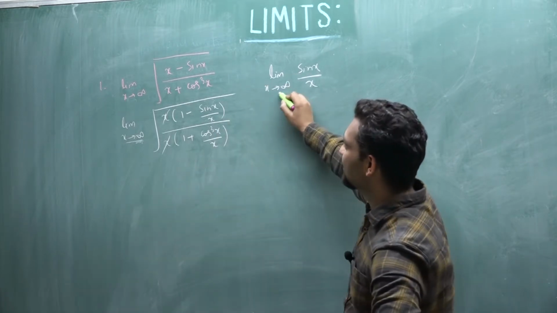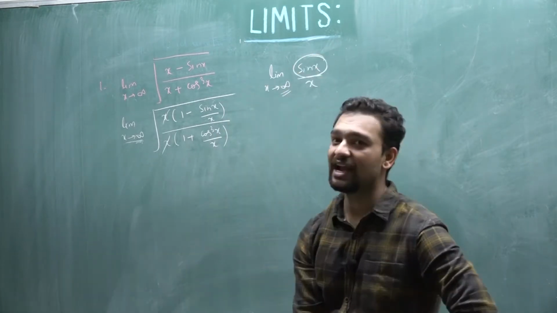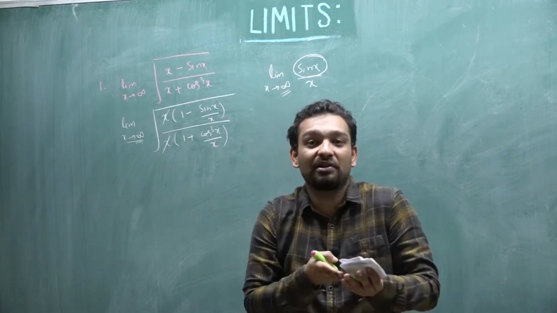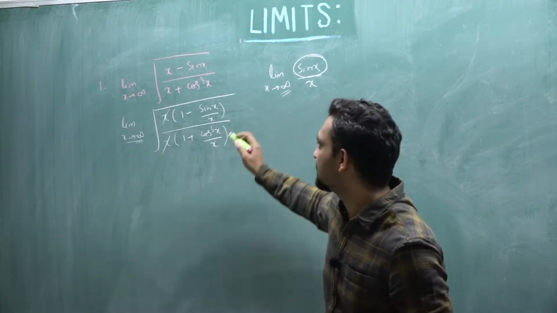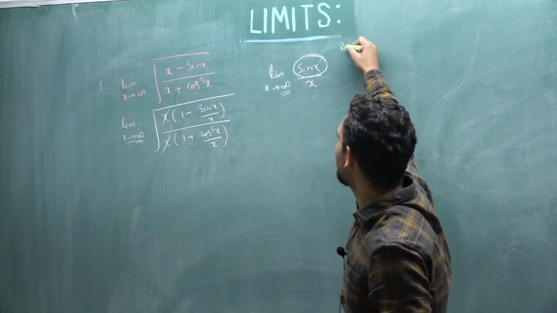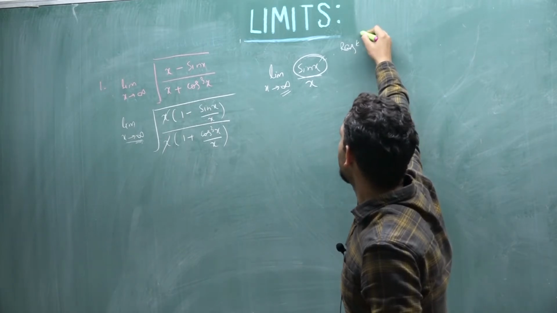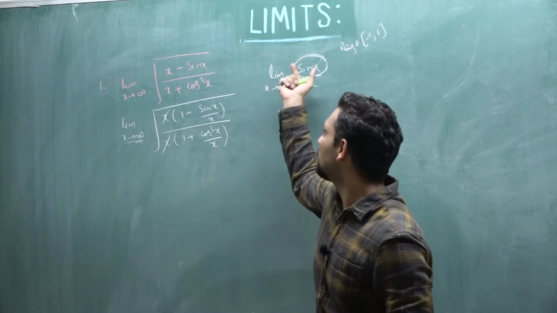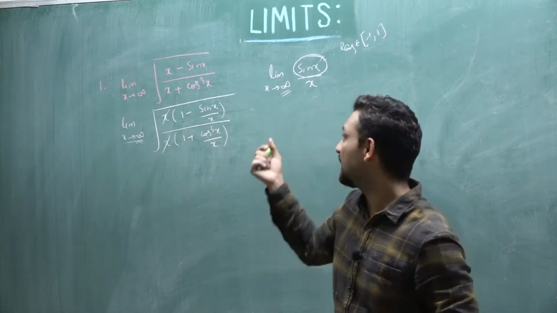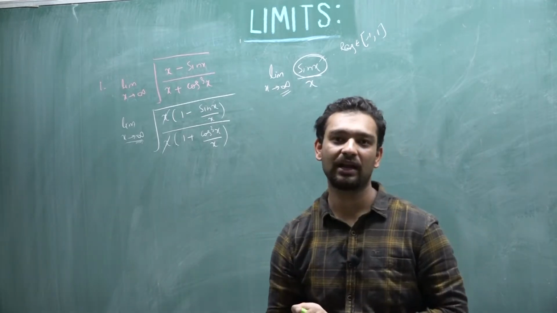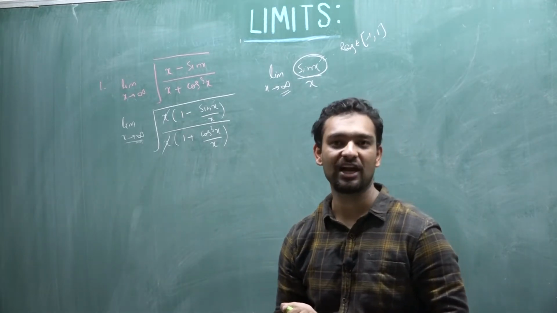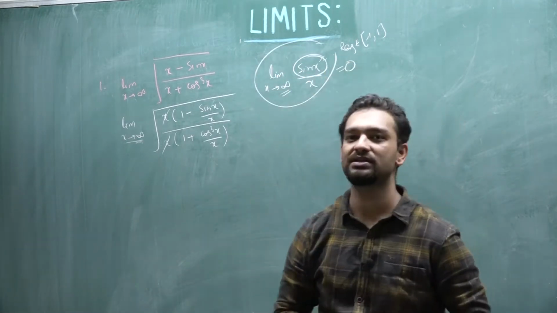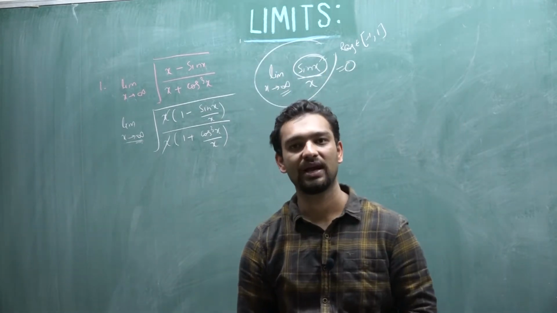If x is tending to infinity, sin x will be a finite value between minus 1 and 1. The range of sin x is minus 1 to 1, so this value will always be between minus 1 and 1, and in the denominator x is infinite, a very, very large quantity. So this whole value will come out as 0.